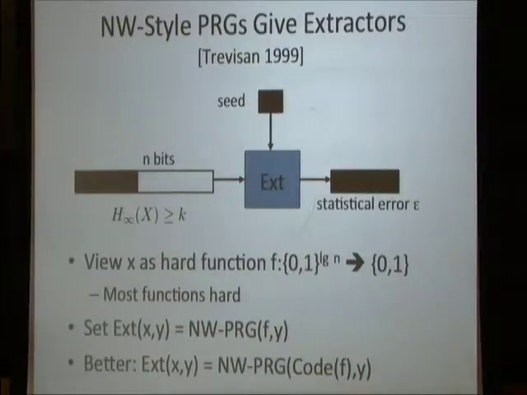Oh, okay. The first step is to go from a worst case hard function to an average case hard function, essentially by using an error correcting code. Right, right. Okay.